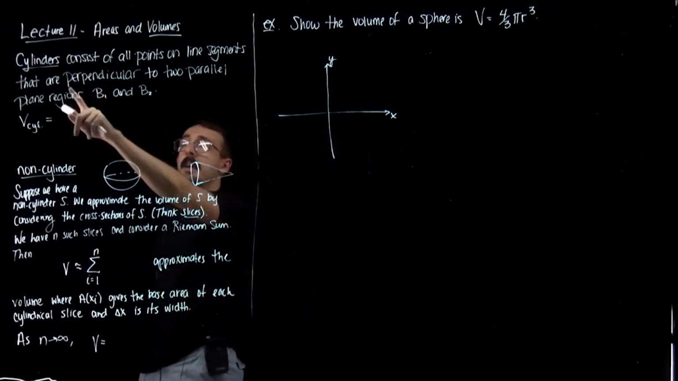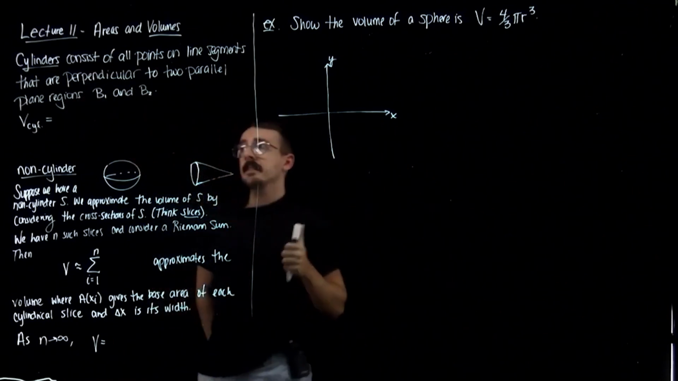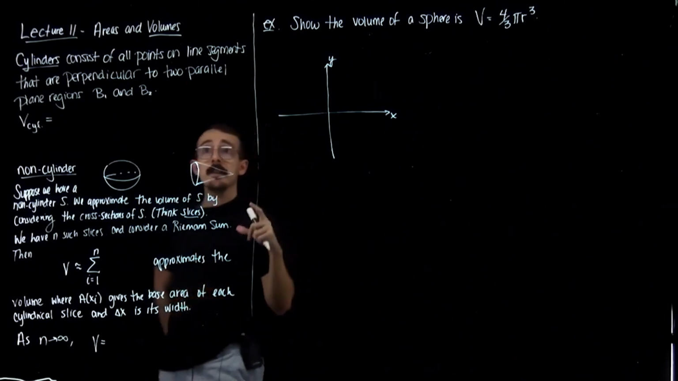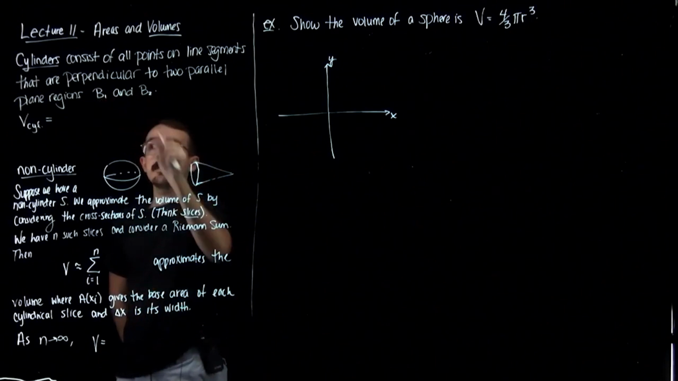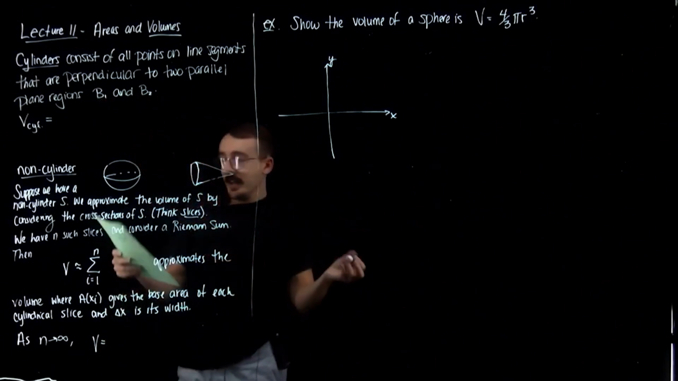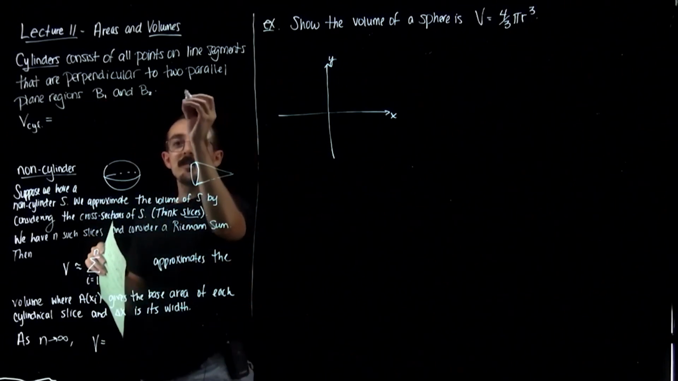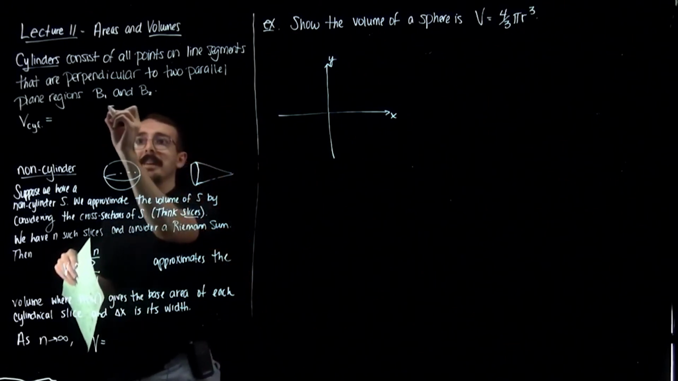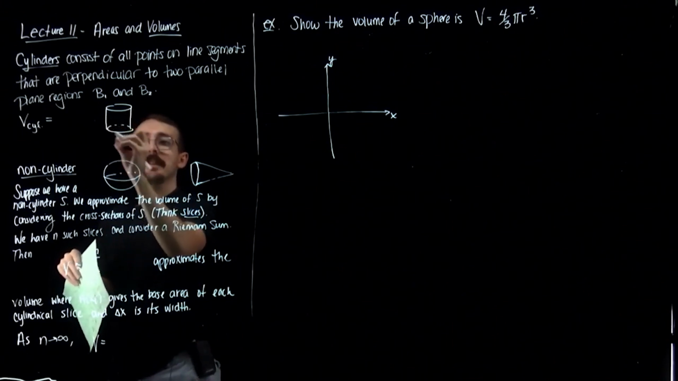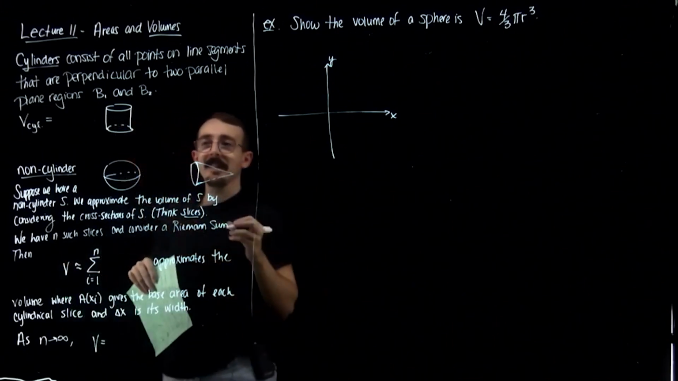So a cylinder just consists of all the points on line segments that are perpendicular to 2 parallel plane regions. And I'll call the 2 plane regions B1 and B2. So here's an example of a cylinder. So again, you're allowed to laugh at my drawings. I'm totally OK with it. So here's a cylinder right here. Please believe me that it is, in fact, a cylinder.